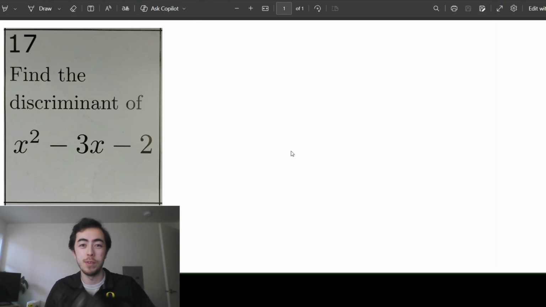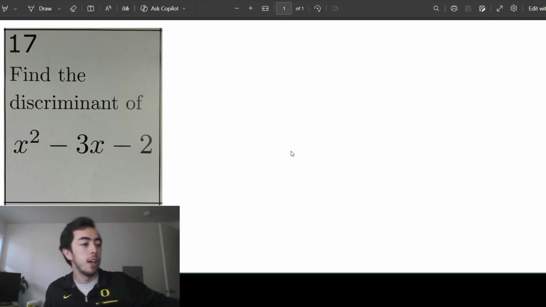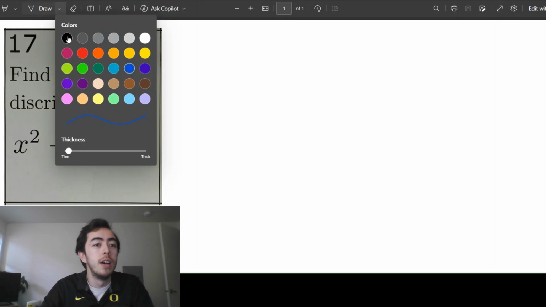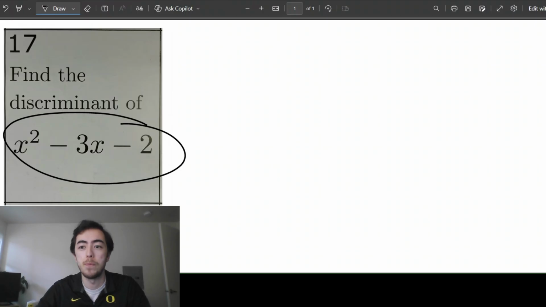Today is December 17th, and we're solving problem 351 from the Daily Epsilon calendar. And for today, the answer should be 17 because that's today's date. All we need to do is find the discriminant of this quadratic expression.